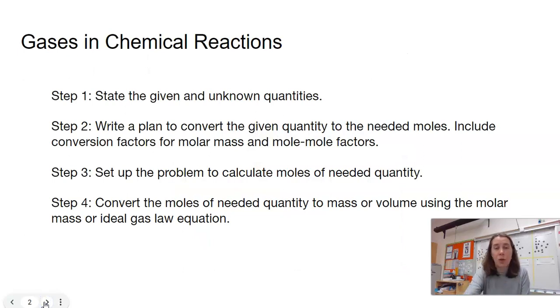So the steps here, these are in your note packet. We want to figure out what we were given and what we're trying to find, all right? And then make a plan to get to the number of moles of whatever we're looking for, okay? And then we'll set up our problem and do the calculation. And then at the end, we may need to either get to mass of what we're looking for or to volume, depending on whether we were given gas or we're trying to find gas. So let's do an example.